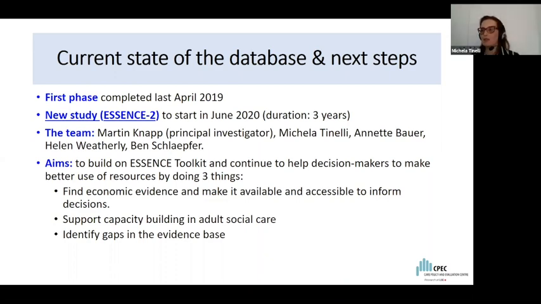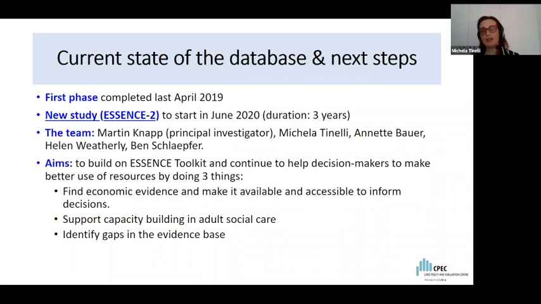There is myself, Annette, and Helen. We were very fortunate at the start to have her as part of the advisory group, and luckily now she's helping us, together with Ben, and later we will present some statistics about the Essence study.